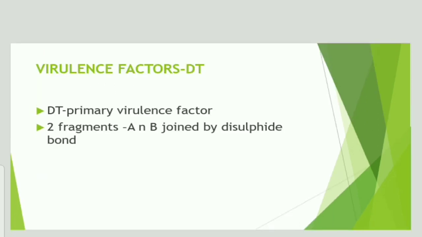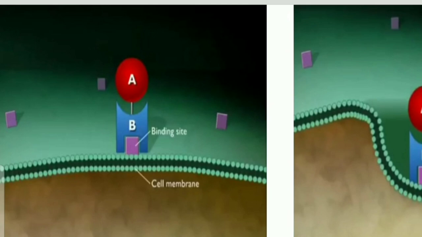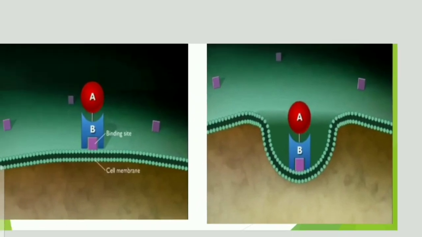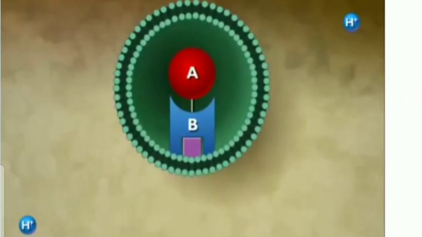Diphtheria toxin is the primary virulence factor of Corynebacterium diphtheriae. It has two fragments, fragment A and B, which are joined to each other by a disulfide bond. Fragment A is the active fragment and B is the binding fragment, with the help of which it gets attached to the host cell. The toxin is then engulfed by the cell membrane, which invaginates to form a sac on the inner side. See here. The sac then separates from the cell membrane, forming a vesicle called an endosome.